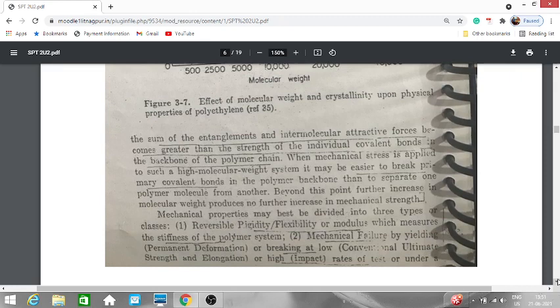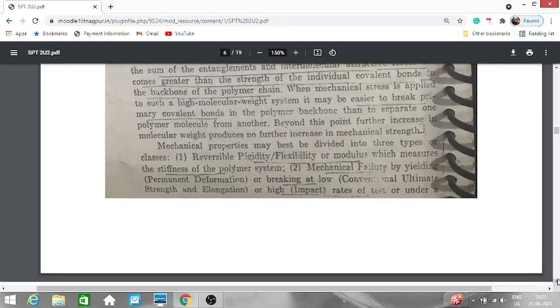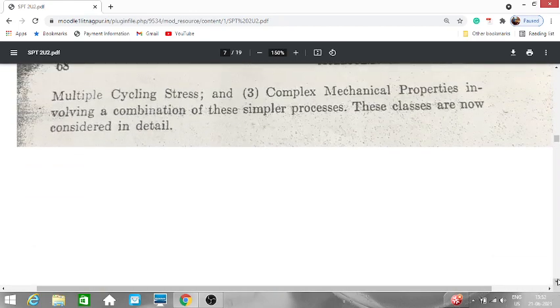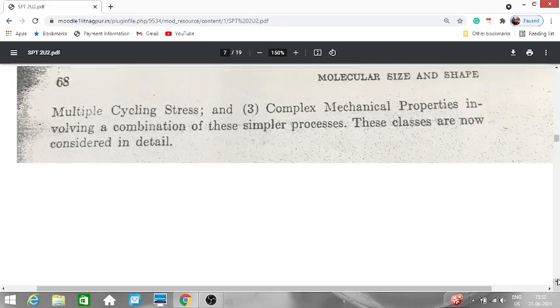Mechanical properties may best be divided into three types of classes: reversible rigidity, flexibility, or modulus, which measures the stiffness of the polymeric system; mechanical failure by yielding or breaking at low conventional ultimate strength and elongation, or high impact rates or test; and multiple cyclic steps, complex mechanical properties involving combination of these simpler processes. These classes are now considered in detail.